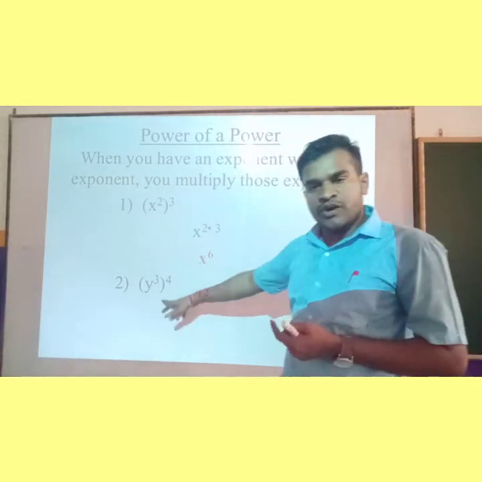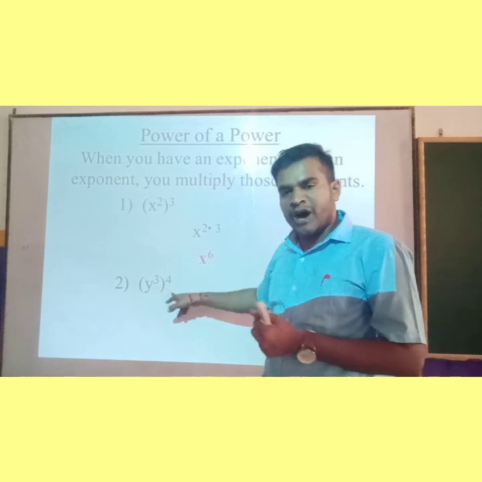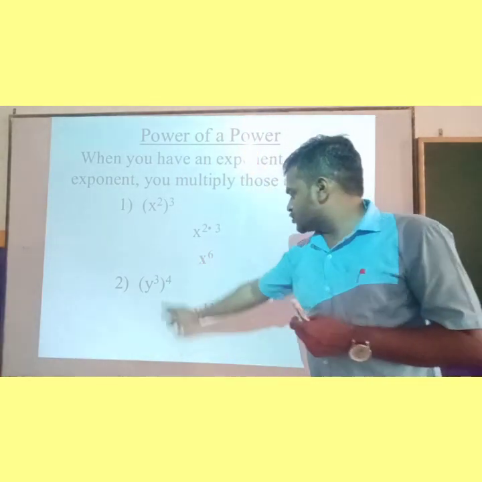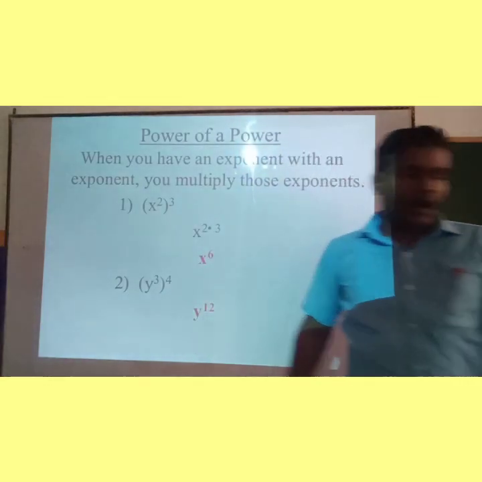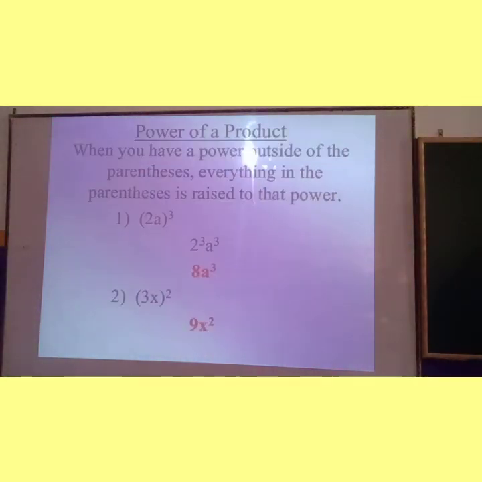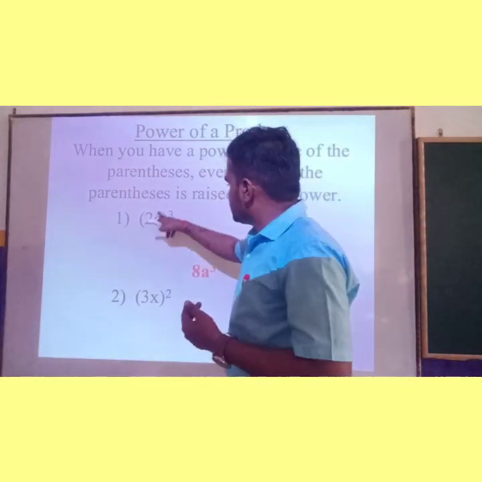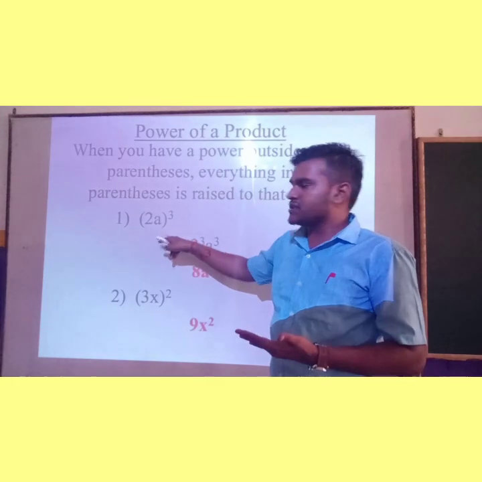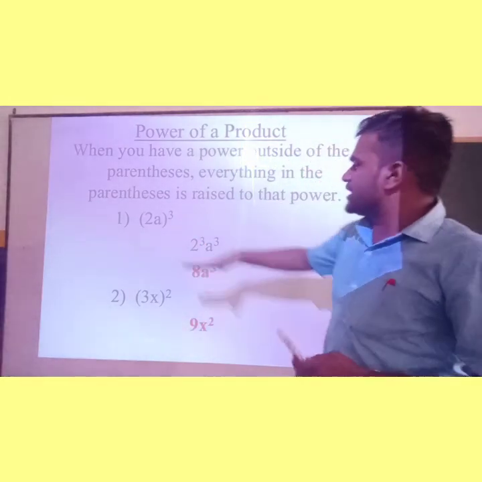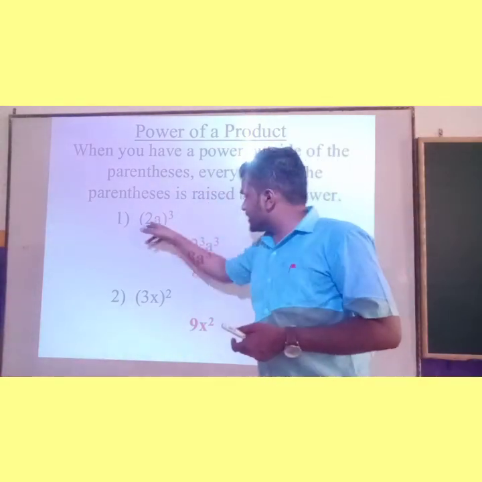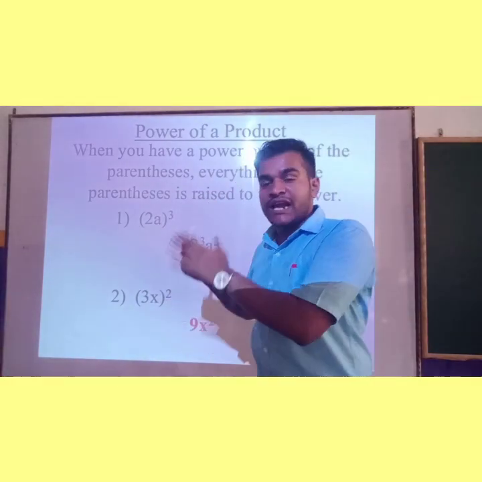Okay. Like the second one, y cube whole power 4. So we have multiplied those exponents. So 4 3s is 12, y power 12. Okay. Now when you have a power outside of the parenthesis, outside of the parenthesis means outside of this bracket, the name of this small bracket, that is parenthesis. Okay, so everything in the parenthesis is raised to the power. Everything in the parenthesis means everything in this bracket is raised to that power.